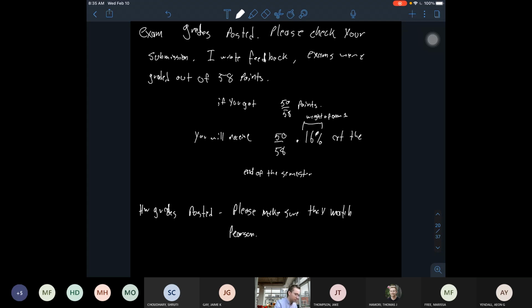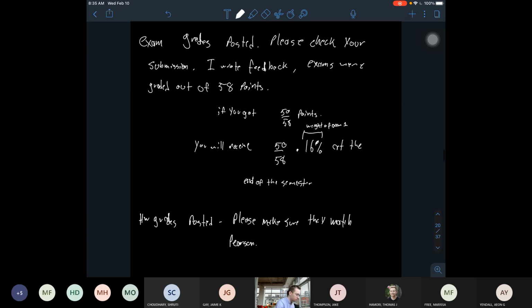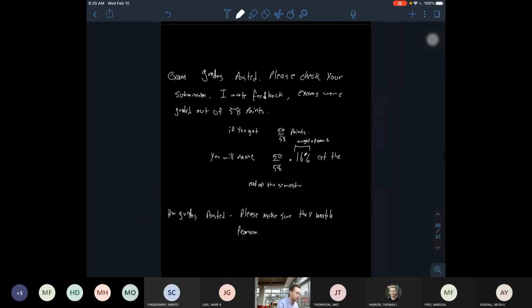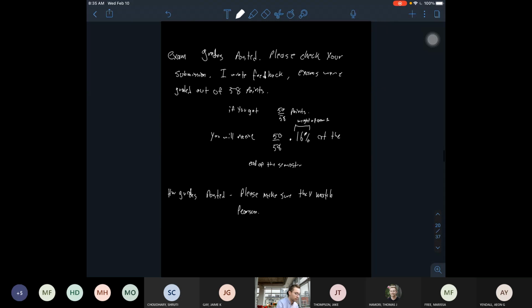Make sure that the homework scores in Pearson also match what you see on Blackboard. Also, looking at your exam, add up your points, divide by 58, and make sure that is the percentage I put in. I'm pretty sure I got everything right, but there's always a possibility that I made an arithmetic error somewhere, so please double check that stuff so that we can get it sorted out early.